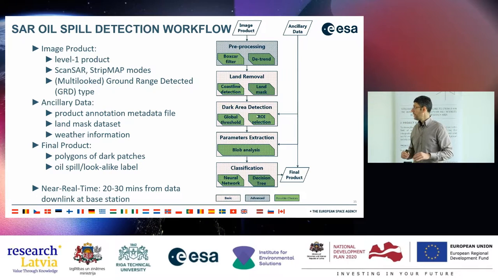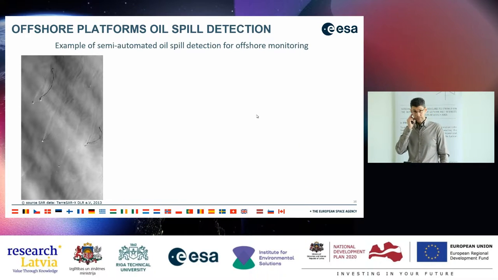This is normally between 20 to 30 minutes from the downlink of the data to the base station, right? So, example. These are examples that, again, if you see the chat, you can do it also with SNAP. In this case, it's a TerraSAR-X image acquired over the North Sea. The bright dots that you see here, some of them are ships, some of them are oil platforms, and then you see attached to the oil platform this trail of dark area.